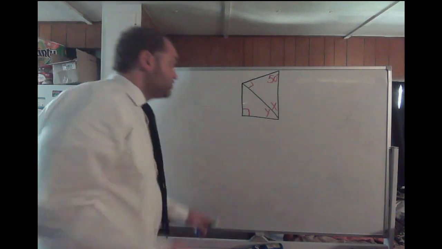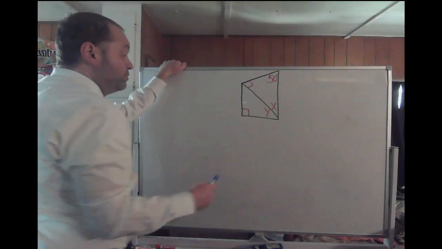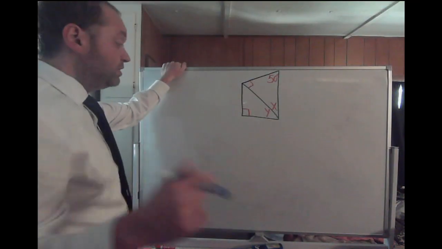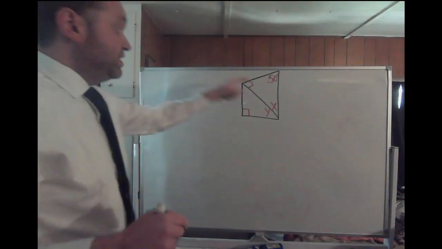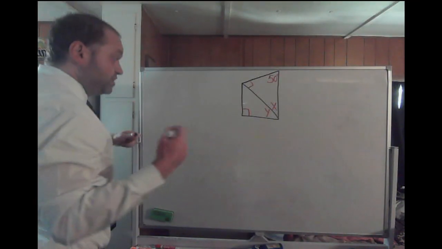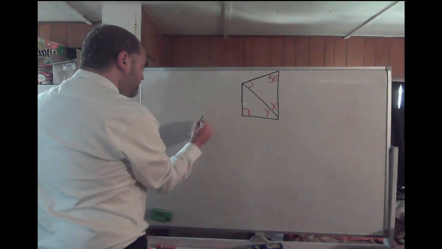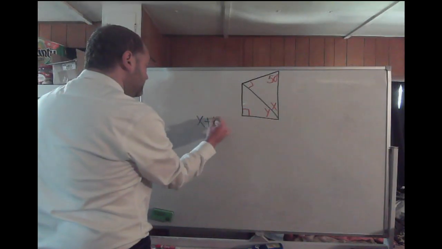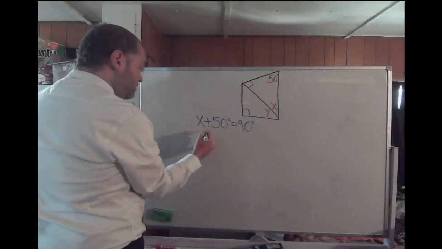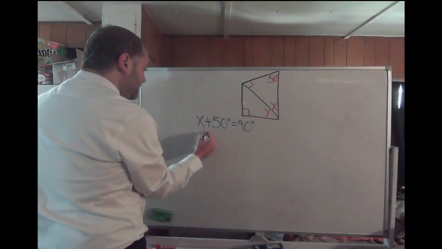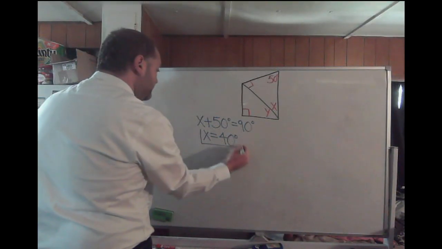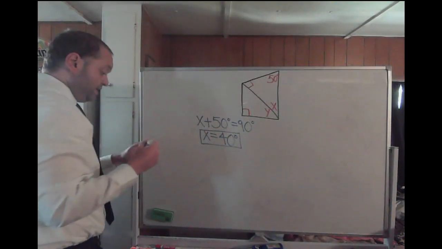So in this right triangle here on the right side, we have a 90-degree angle, a 50-degree angle, and x. Remember that corollary that states that the acute angles of a right triangle are complementary. So solving for x will be easy. All we have to do is take x plus 50 degrees, set that equal to 90 degrees, which would then therefore make x equal to 40 degrees. So the measure of angle x equals 40 degrees.